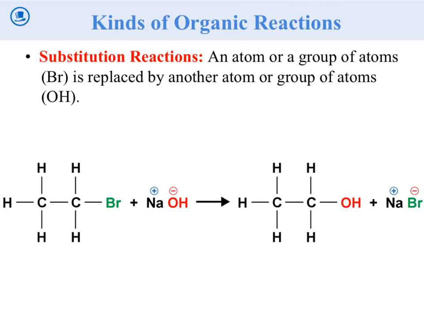So, kinds of reactions. This is, hopefully, a lot of review. Substitution reaction, just like it sounds: you're substituting one atom for another atom. Basic level substitution. We're not talking about SN1 or SN2 yet, just substitution. That's a substitution reaction.